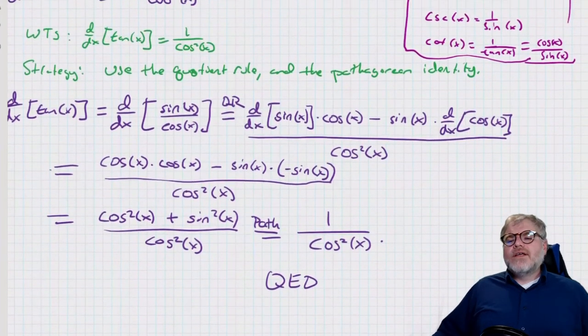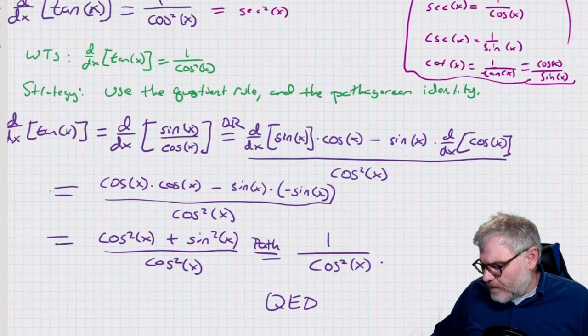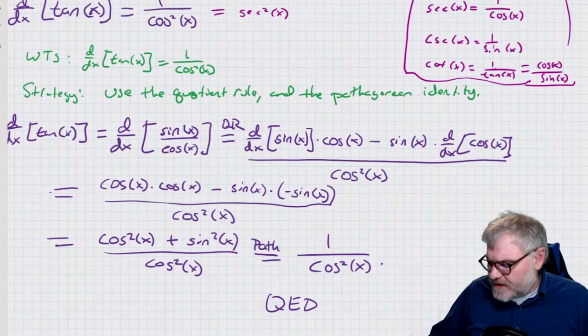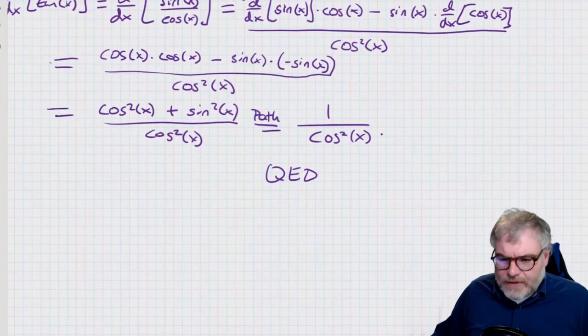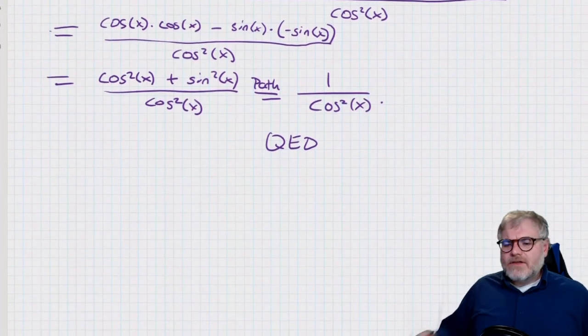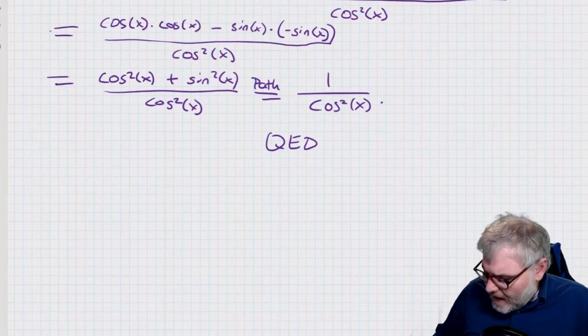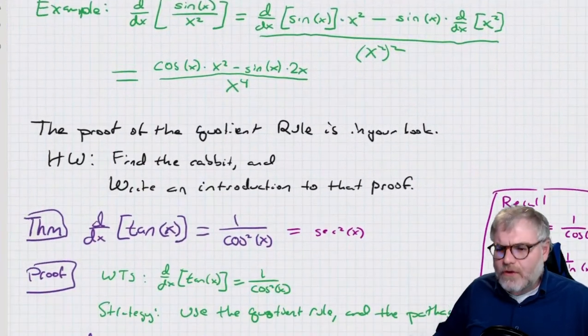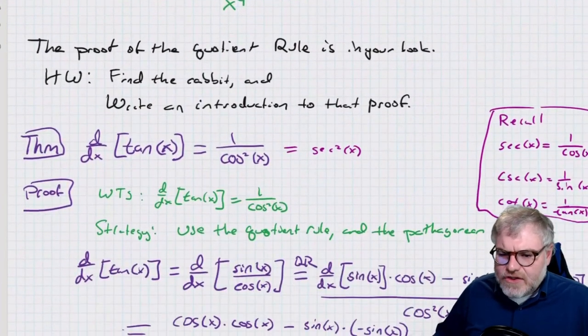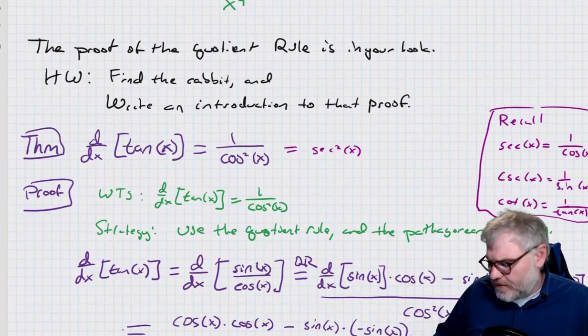You can also do the proofs for cotangent, secant, and cosecant. We'll do them on the problem set this week. They're all similar. Okay, so that's what I have for you. We've got the product rule, the proof of the product rule, and the quotient rule, and you've got a little assignment to go find the rabbit in the quotient rule.